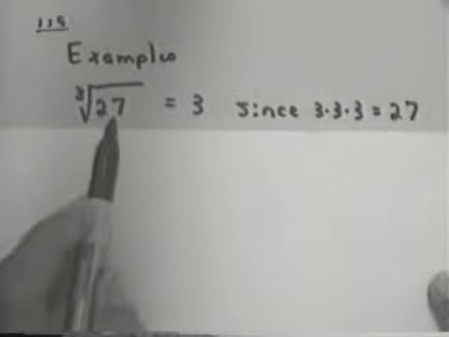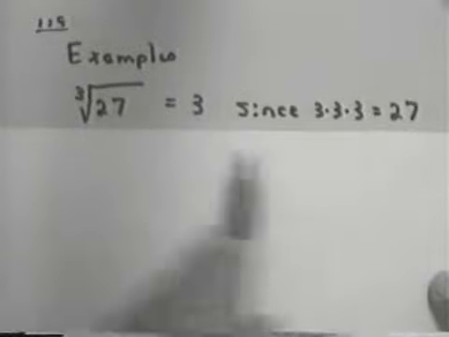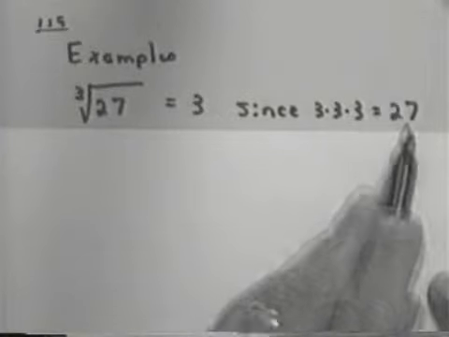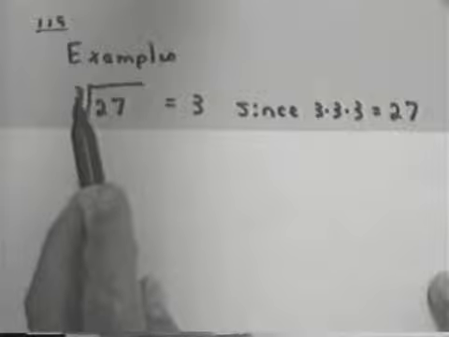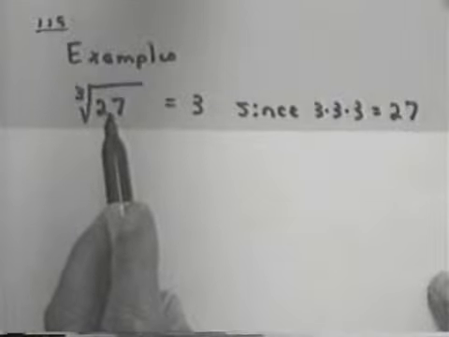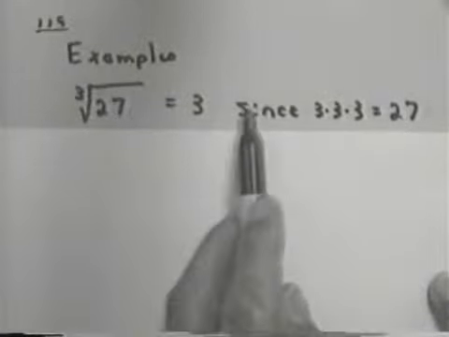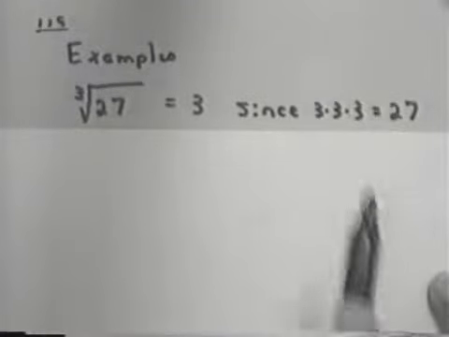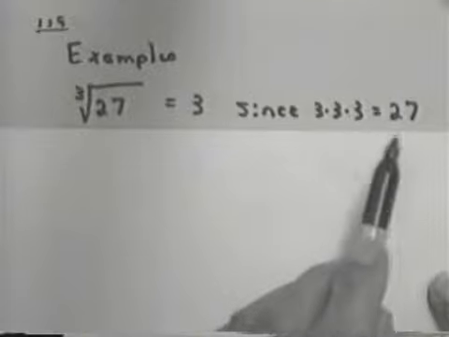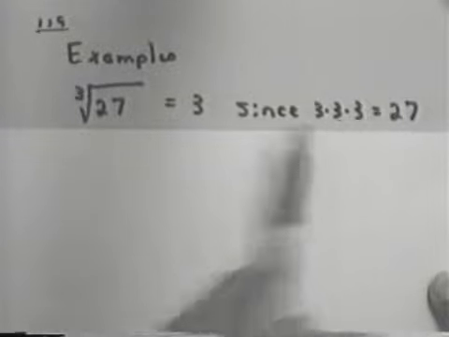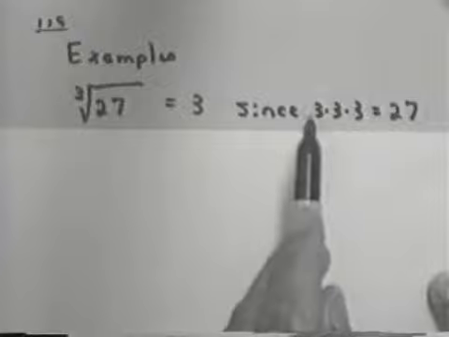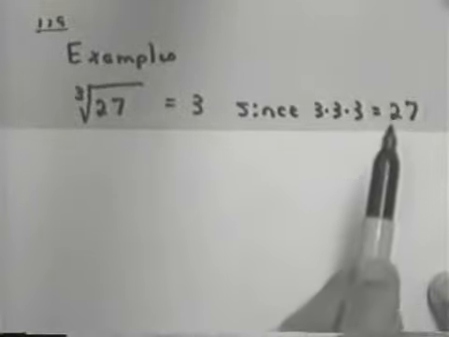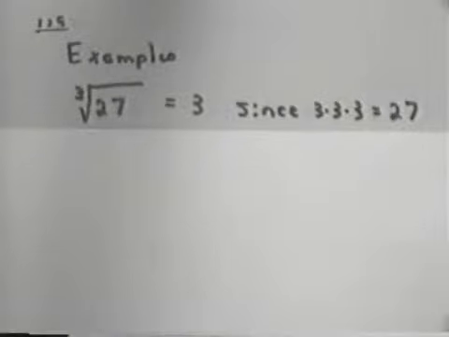The cube root of 27 is 3, since 3 times 3 times 3 is equal to 27. In other words, to find the cube root of 27, I'm asking myself what used as a factor 3 times will give me 27. 3 times 3 times 3 is 27. Therefore, the cube root of 27 is 3. 3 is one of 3 equal factors whose product is 27.